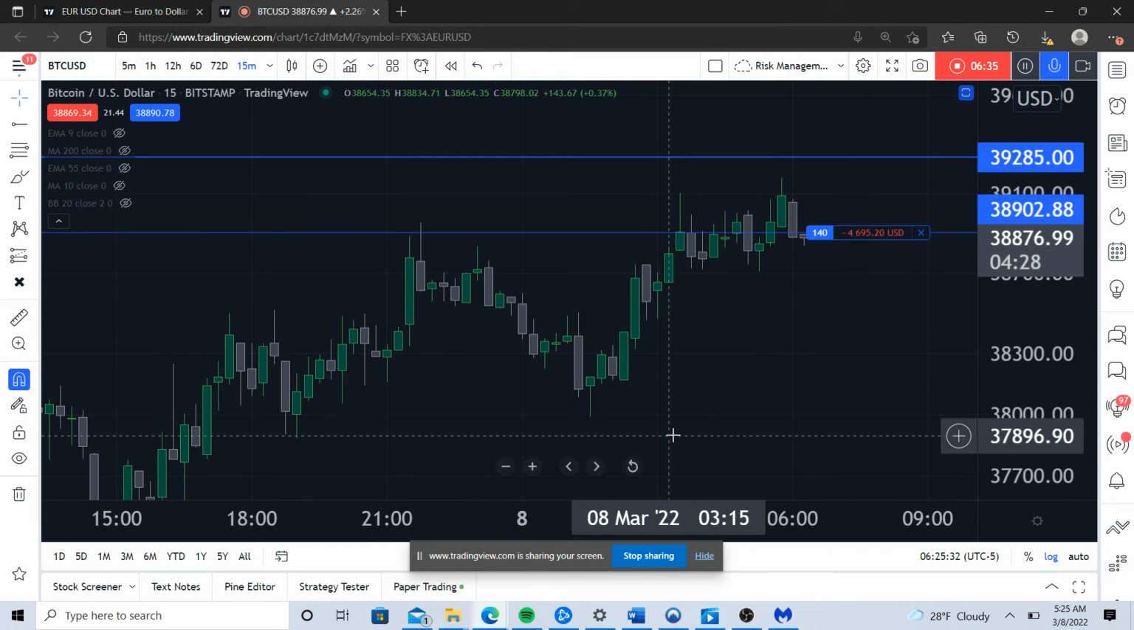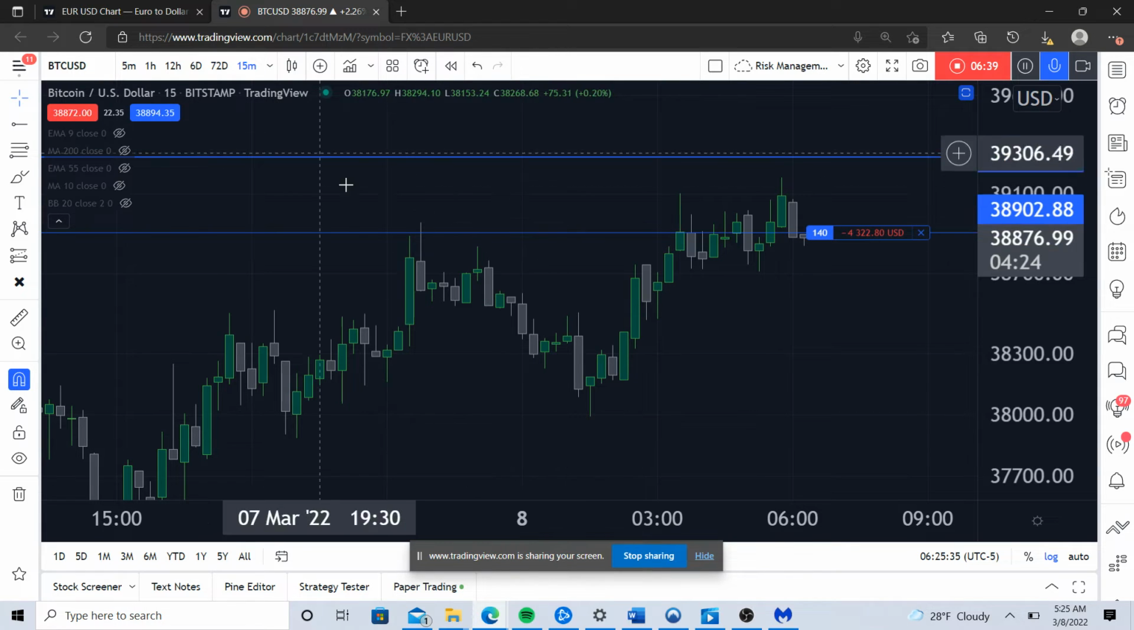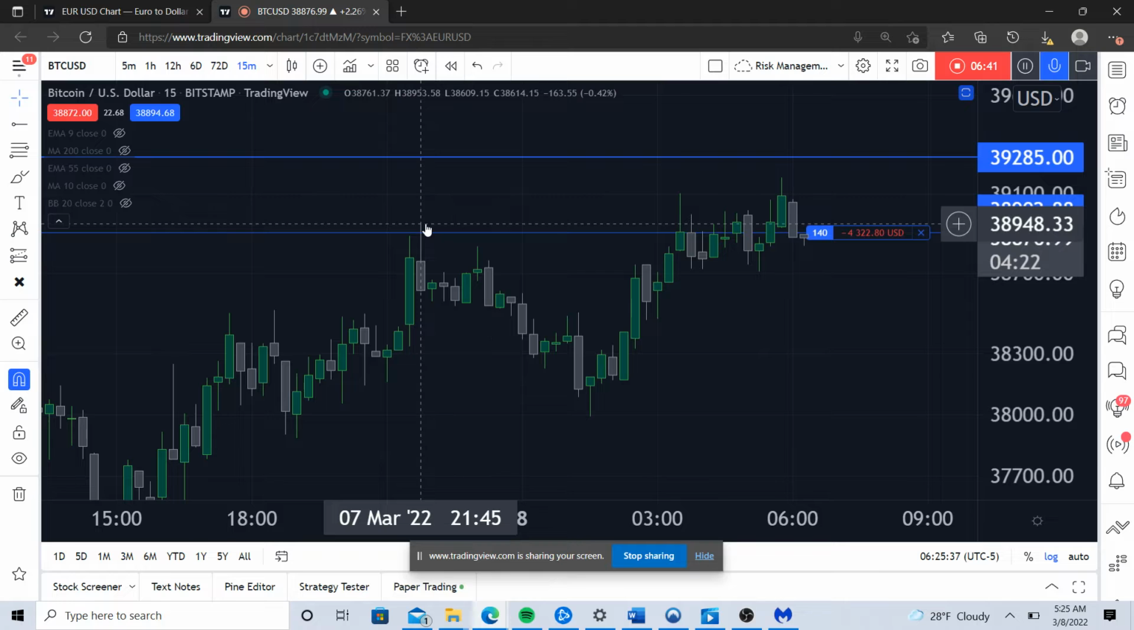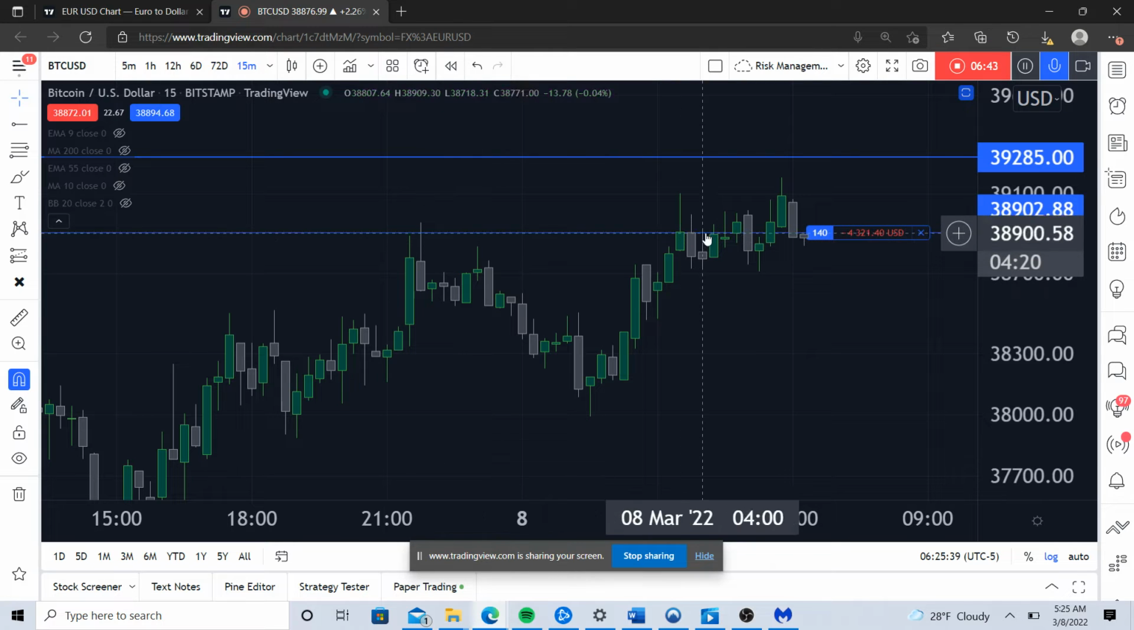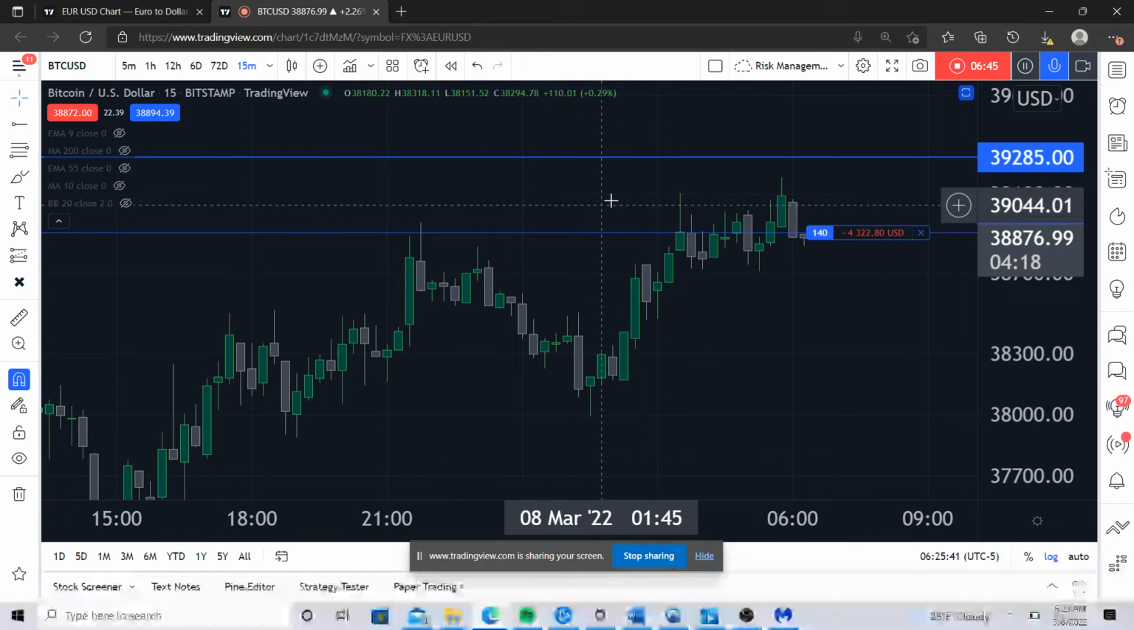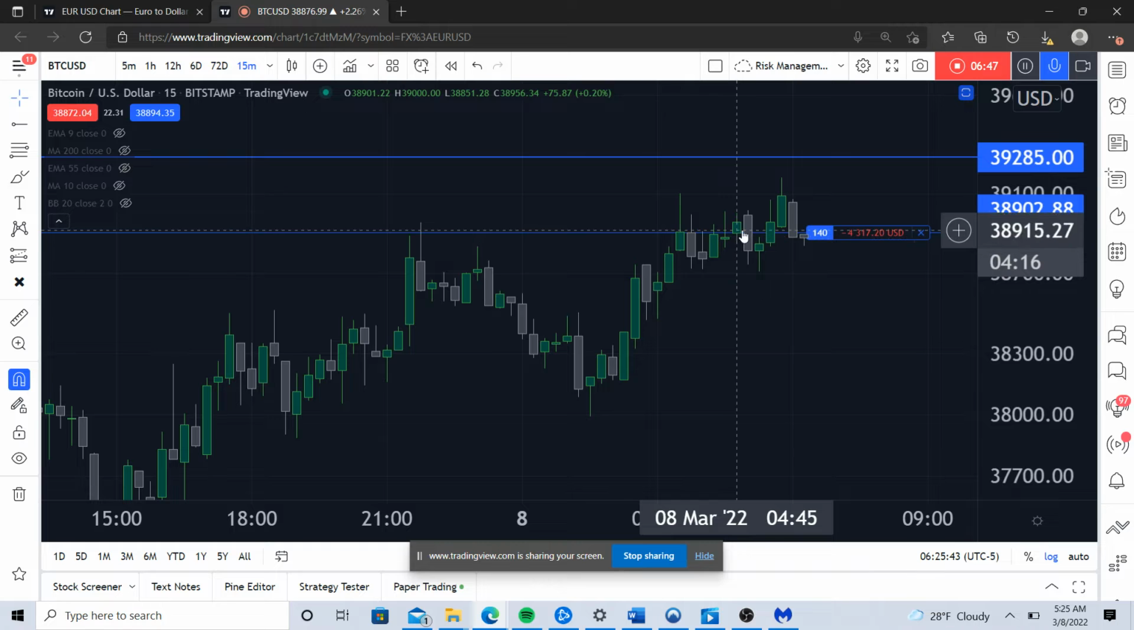And this is a Bitstamp chart. I'm not sure why I'm trading Bitstamp. The chart is not very clean, but you can see here this high was taken out. After this high was taken out, I just entered on a retest of that high.